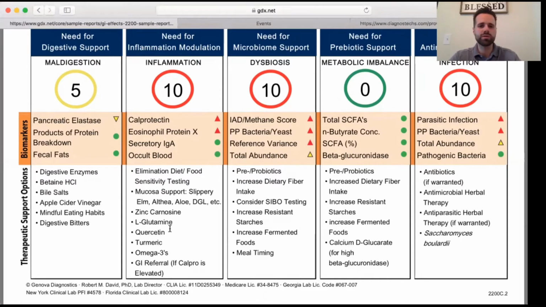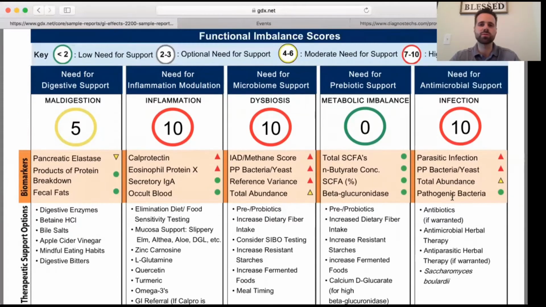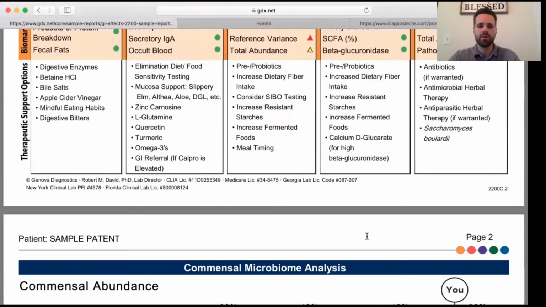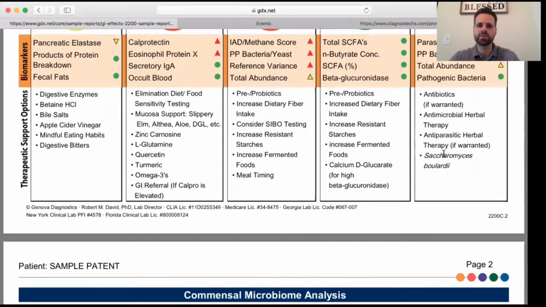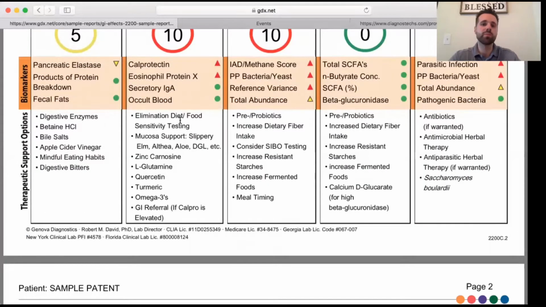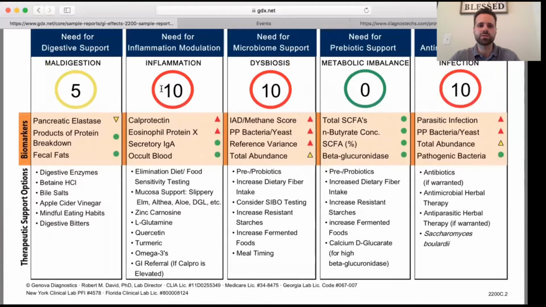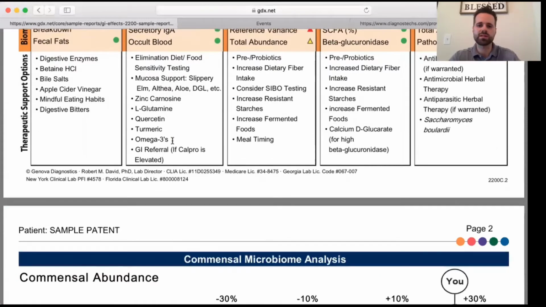So like L-glutamine and turmeric, for instance, would help with the inflammation. Antimicrobial herbal therapy could help bring down some of those parasitic infections that are present in the gut. Now this shows a healthy cohort. This is where we ideally want to be. Now this patient has some potential for microbiome overgrowth, and that's where some of these come into play, to implement these to, again, bring down some of these scores so there isn't as much of a high need of support. We can start to balance that out.